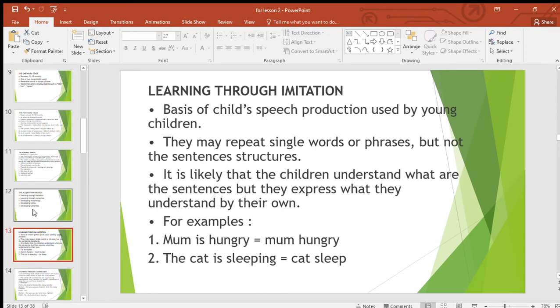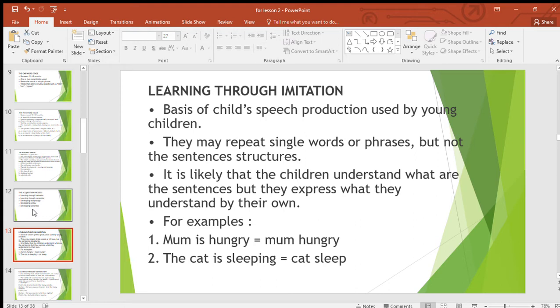So the first is learning through imitation. Long story short, although I will still read this, it is like from our origin of language. They learned by copying. So it is the basis of child's speech production used by young children. This is the first step in their acquisition process.